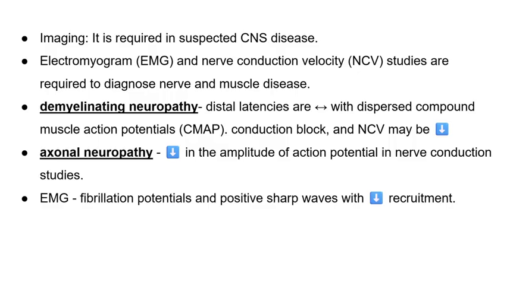Electromyogram and nerve conduction velocity studies are required to diagnose nerve and muscle disease. In demyelinating neuropathy, the distal latencies are prolonged with a dispersed compound muscle action potential and conduction block, and the nerve conduction velocity will be decreased due to damage to the myelin sheath. In axonal neuropathy, due to damage to the axons, the amplitude of the action potential in the nerve conduction studies will be decreased. In electromyography, fibrillation potentials and positive sharp waves with decreased recruitment will be present.